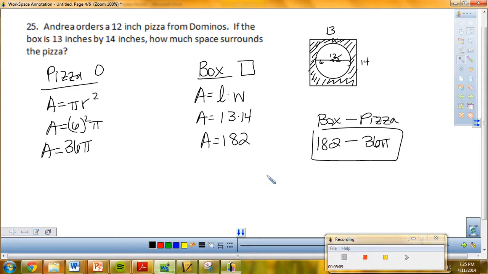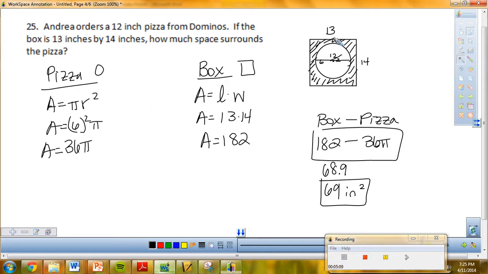So 182 minus 36 pi actually comes to 68.9. If I'm rounding to the nearest whole number, I would say 69 inches squared. Okay, so about 69 inches squared are not being covered by pizza. So it's a pretty big box for that pizza.